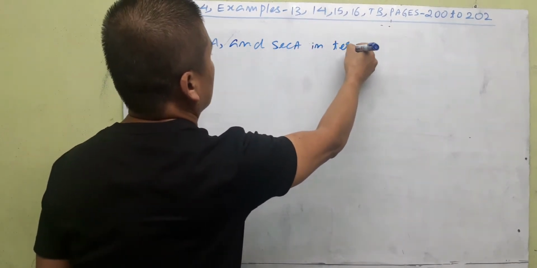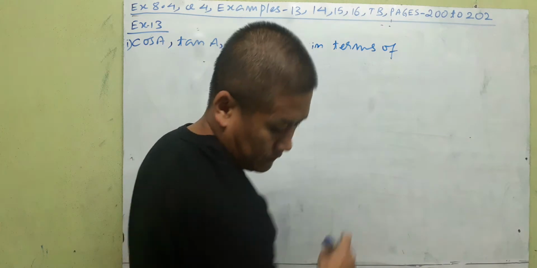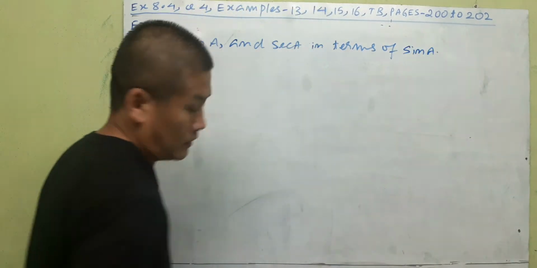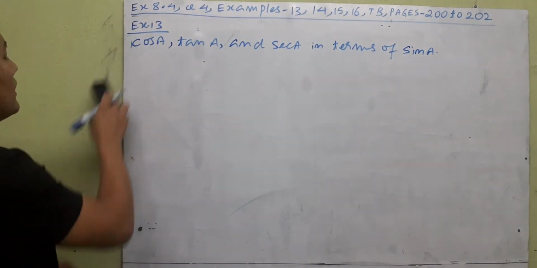In terms of sin A. So we have to express all these answers in sin A form. So this is number 13. Let's start with the first one.